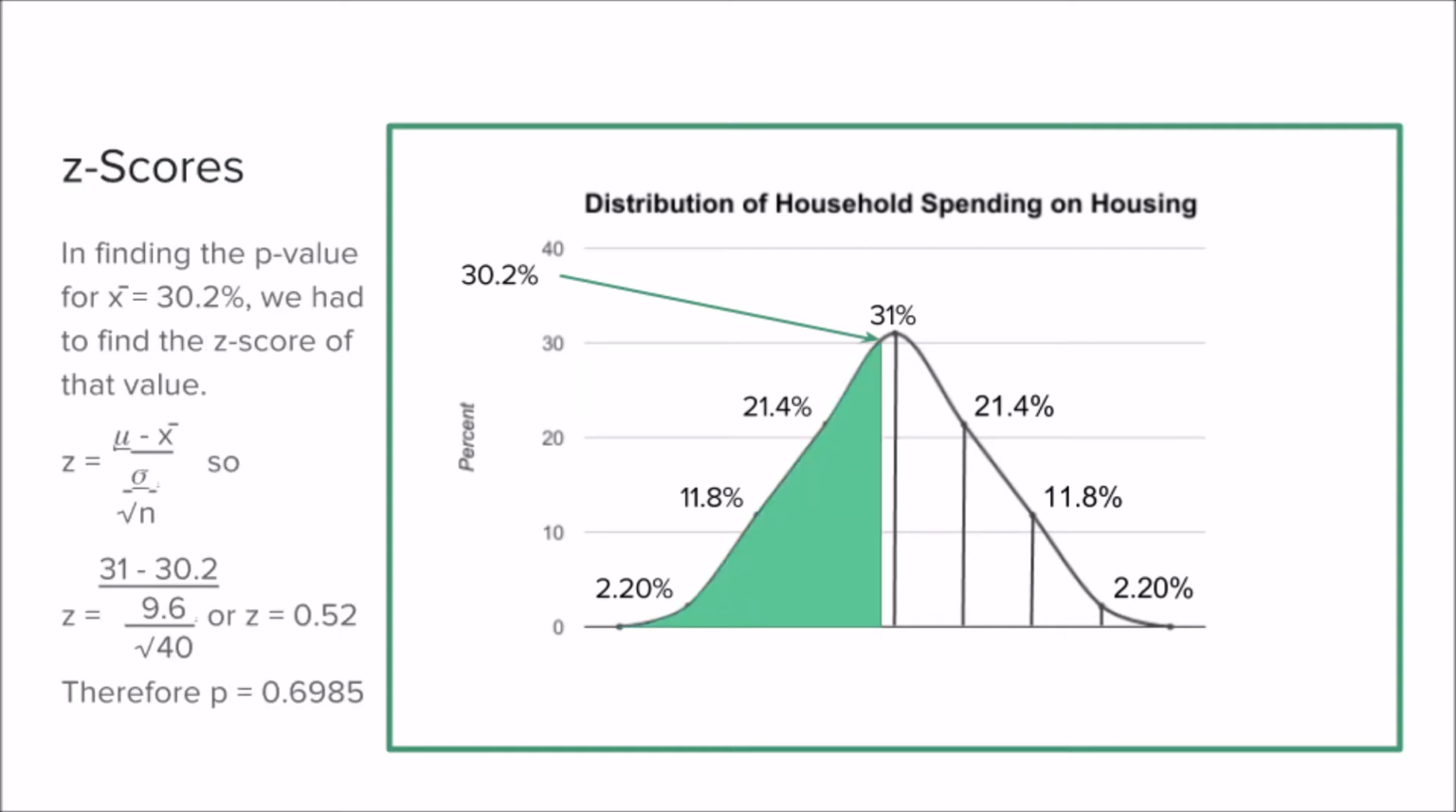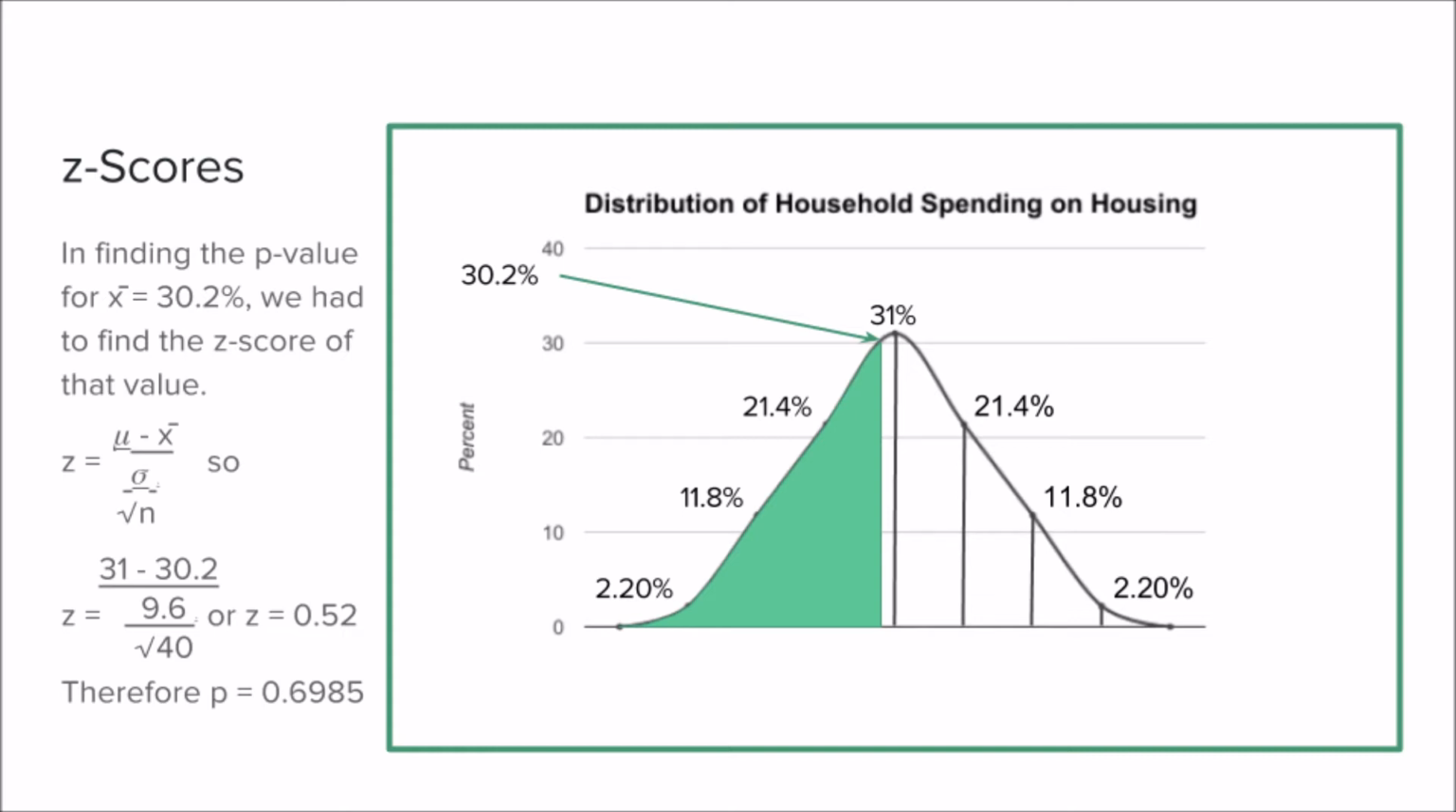We had to find the p-value for the 30.2% mean by finding the z-score of that specific mean. To find the z-score, we had to use the z-score formula. Plugging in our given values for the formula on the screen gives us a z-score of 0.52.